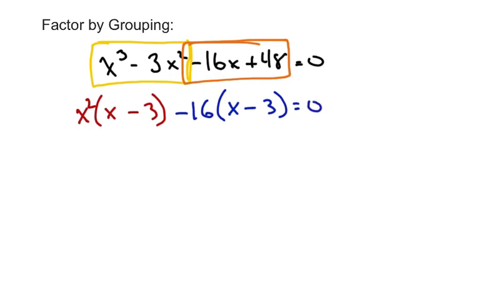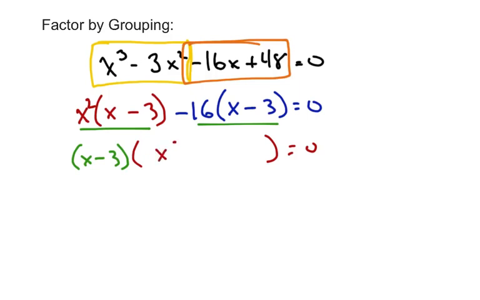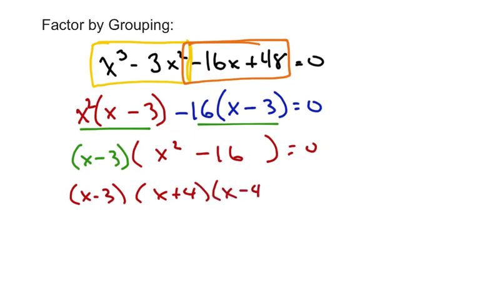By cutting this polynomial in half and factoring each half, we took something that initially had 4 terms in it and split it up into something that just has 2 terms in it. Each of these 2 terms has a common factor as well now. That common factor is x minus 3. When I take x minus 3 out of the first term, I'm left with x squared. Take x minus 3 out of the second term, I'm left with minus 16, which is the difference of 2 squares. So we can continue to factor. That would be x plus 4, x minus 4. And now we have the entire thing factored.